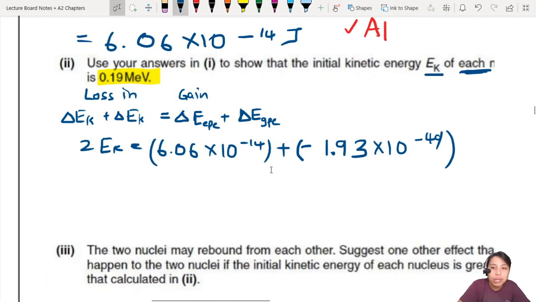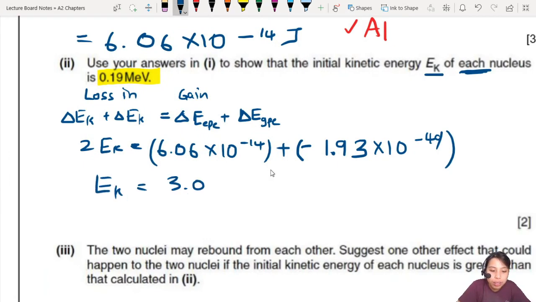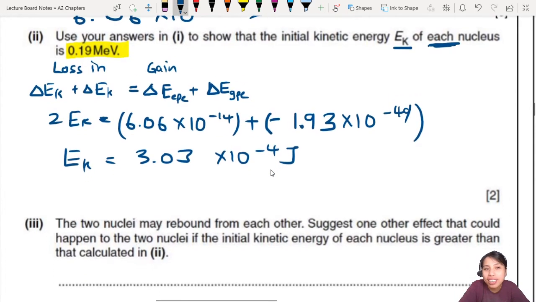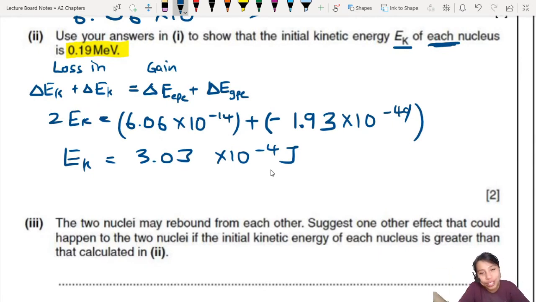Okay, so we continue our calculation. We'll find that kinetic energy is 3.03 times 10 to the negative 14 joules. If you're very happy and say, yes, I'm done, hold up, hold up. Look at the highlighted part on top. They want you to find it in MeV. So you've got to do another conversion.